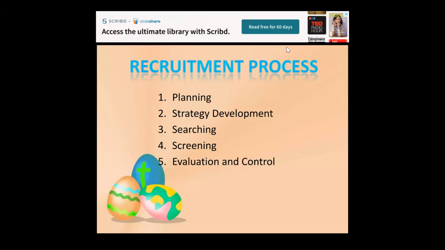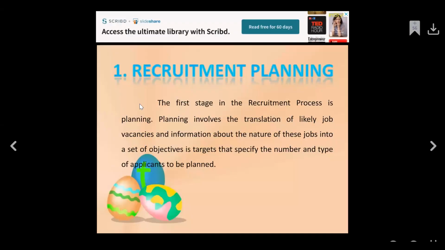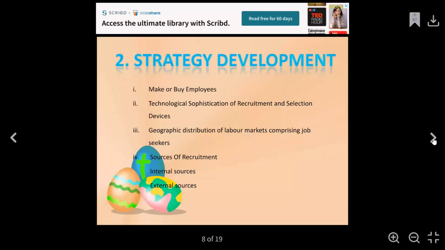So these are the steps we have gone through. First step is the recruitment planning process. Then we move towards strategy development. These include make or buy employees, technological sophistication of the recruitment and selection devices, then geographical distribution of labor markets comprising. This is actually the sorting out of one of the company.